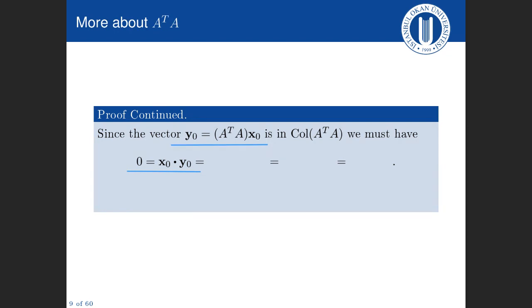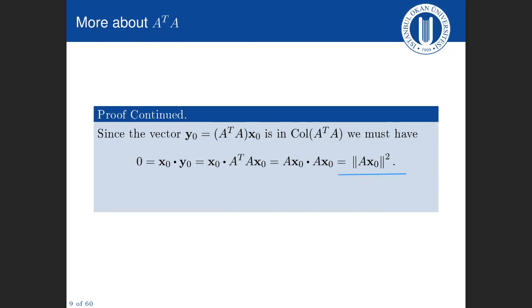But what can we learn from this? Well, substitute in. Last week, we saw that if we have a matrix inside a dot product, we can move it to the other vector, as long as we take its transpose. So I'm going to move this A transpose to the front, and it's going to be A transpose transpose, just A. But then that's just Ax0 dot Ax0. That's why we chose this y, because that's just the norm of Ax0 squared.